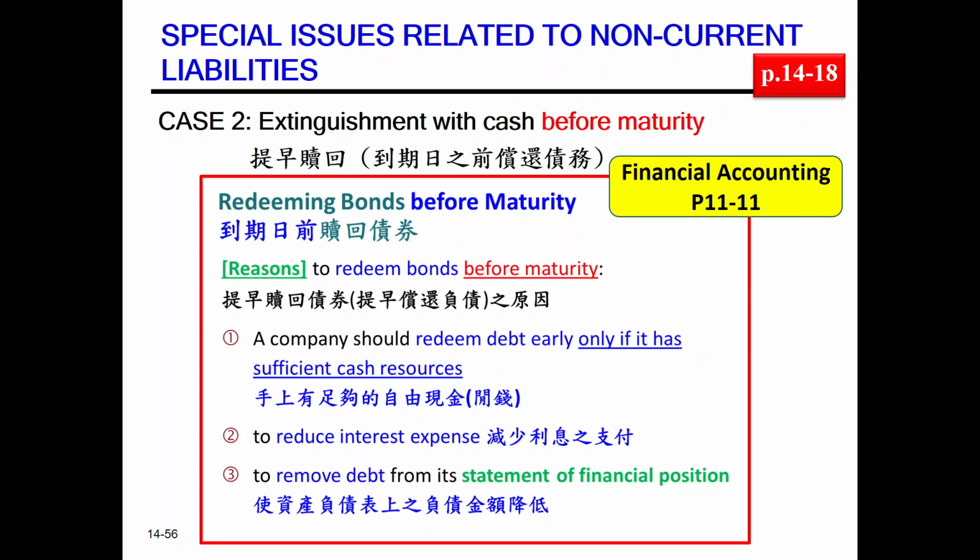Okay? Any questions? Then, right now, intermediate accounting here tells you, even though you don't have enough cash, you still will pay the debt earlier. Why?